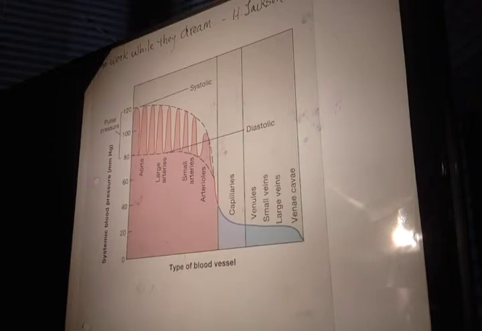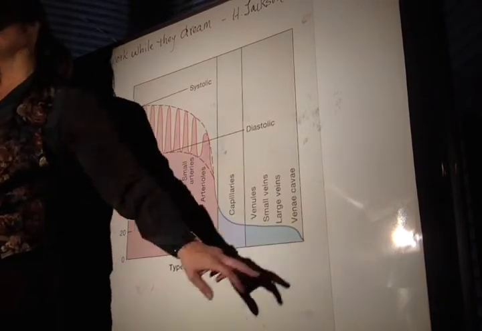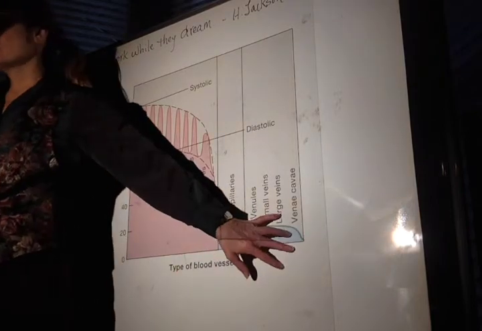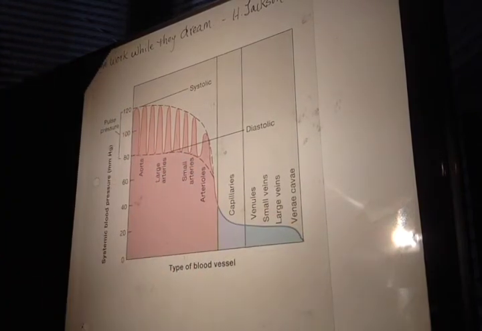Okay. In the capillary beds, you have very little pressure. And then in the veins, you have very little pressure. Okay. Now, that's a good thing because capillaries are fairly delicate. Veins, as we saw, are not as robust as arteries. So if you had too much pressure here, you would blow them to smithereens.